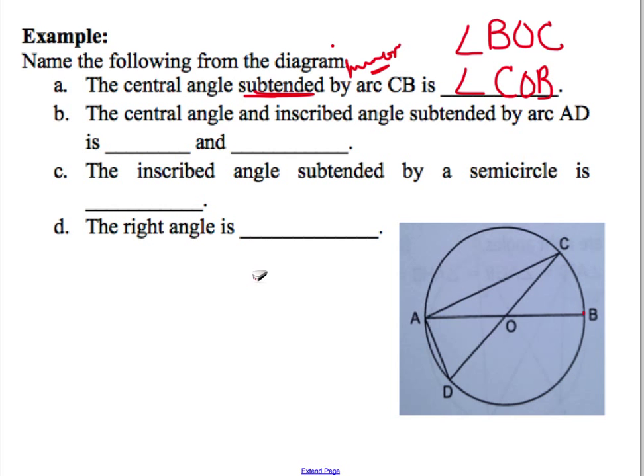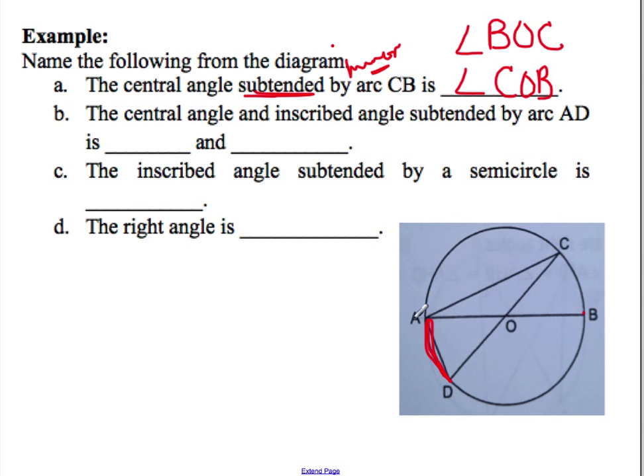The central angle and inscribed angle subtended by arc AD. Again, we always assume that if it's subtended, it's the minor arc we're talking about, so the shortest distance from A to D. Okay, so there's the shortest distance. That's the arc that we're talking about. Subtended, again, it starts at A and ends at D, or vice versa.